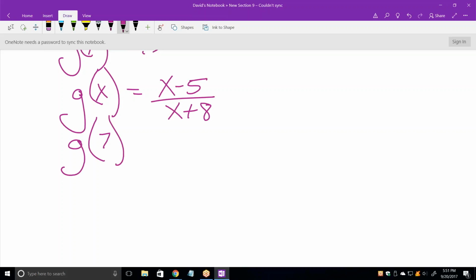So that would just be g of 7 equals 7 minus 5 over 7 plus 8. So we get 2 over 15. That's as simplified as I can make it. That's what you want to put in as the answer.